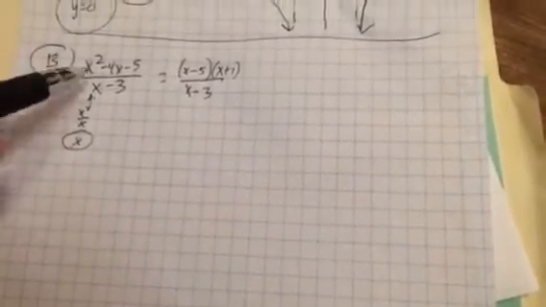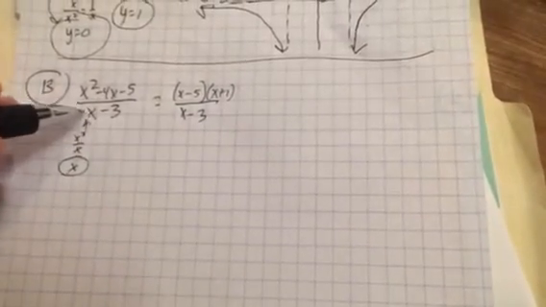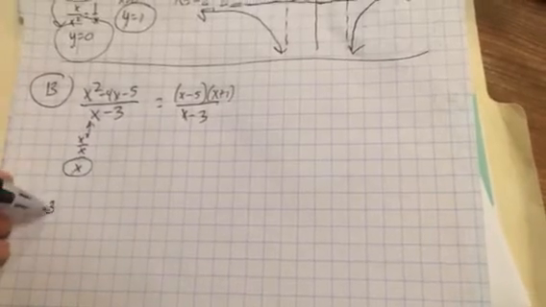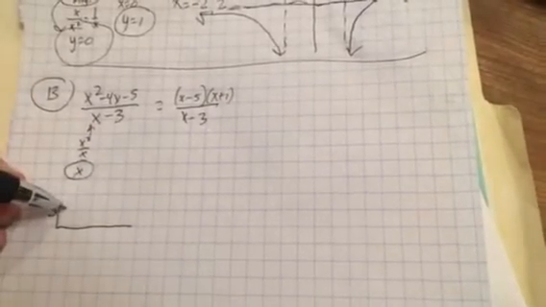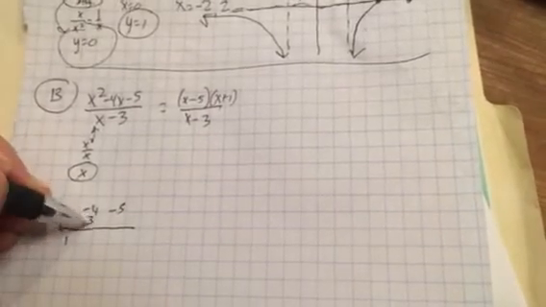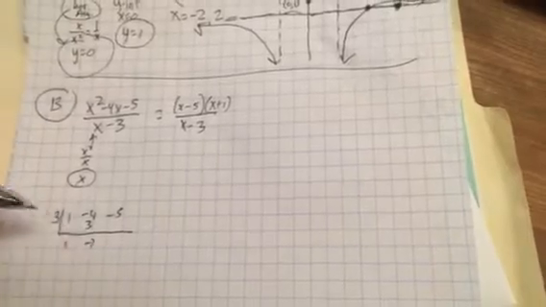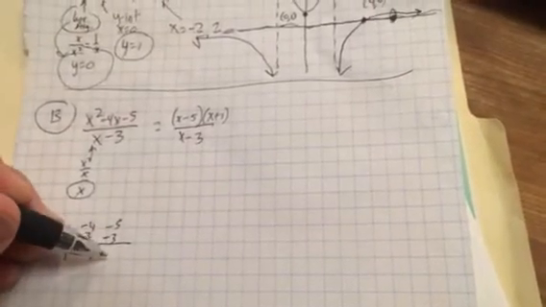So let me do that right now. I'm just going to do this division. I'm going to use synthetic division to do it too. So x minus 3, so my 0 would be 3. And I'm going to do this x squared minus 4x minus 5. So multiply, bring it down, multiply. Then I want to add. Then I want to multiply. And then I want to add.